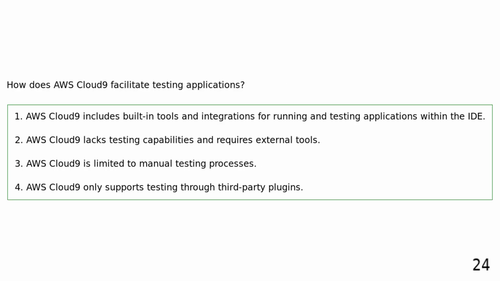How does AWS Cloud9 facilitate testing applications? AWS Cloud9 includes built-in tools and integrations for running and testing applications within the IDE. AWS Cloud9 lacks testing capabilities and requires external tools. AWS Cloud9 is limited to manual testing processes. AWS Cloud9 only supports testing through third-party plugins.